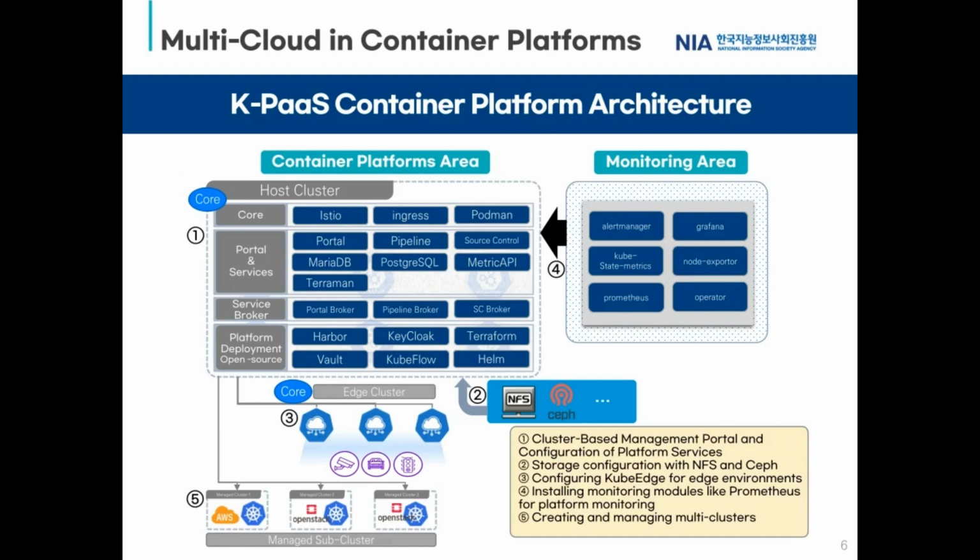Now, I will explain how the K-PaaS container platform is preparing for multi-cloud. Currently, the K-PaaS container platform supports multi-clusters. Let's take a look at the architecture. The host cluster in the container platform area supports Kubernetes-based services, such as Istio, Ingress, and Podman, which in turn support Kubernetes services. Additionally, there are services for multi-cluster management such as Portal, Terraform, and Metric API.